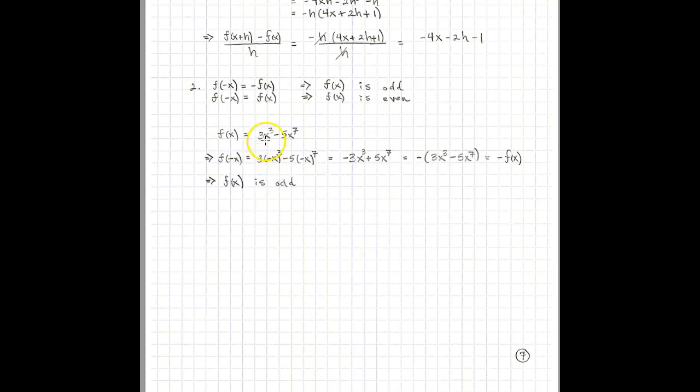So if I look at f of x equals 3x cubed minus 5x to the 7th, and I plug in minus x everywhere I see an x, I have 3 times the quantity minus x cubed, minus 5 times the quantity minus x to the 7th. A negative number cubed is a negative number, so that brings out a minus 3x cubed. This becomes minus x to the 7th, so minus a minus is plus 5x to the 7th. Notice that's the opposite of what we started with originally. That's the opposite of this function. In other words, it's minus f of x. That tells us that f of x is odd.